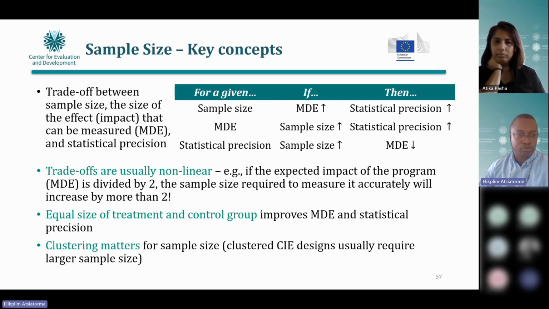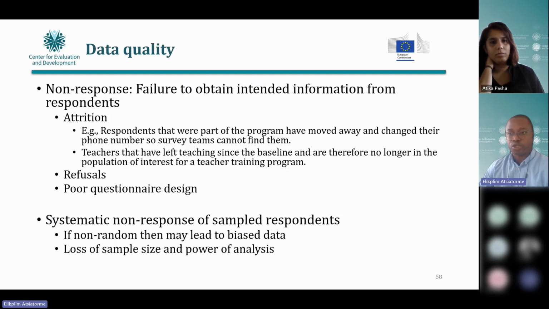There are some trade-offs, because determining the sample size is always dependent on how much funds you have, right? The more funds you have, the more you are able to increase the sample size. And so there's always that balancing between the sample size and what we refer to as the minimum detectable effects, and then also statistical precision. So you would always have to try balancing this out in order for you to get a good sample that's representative.